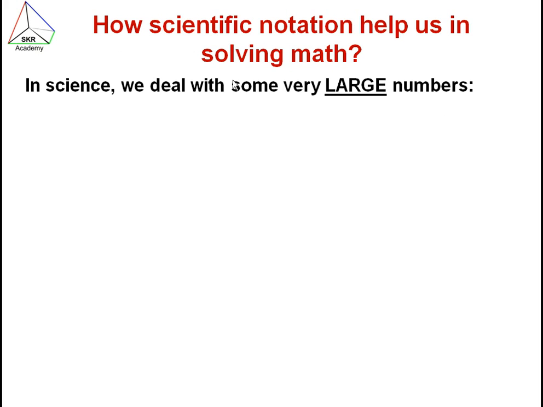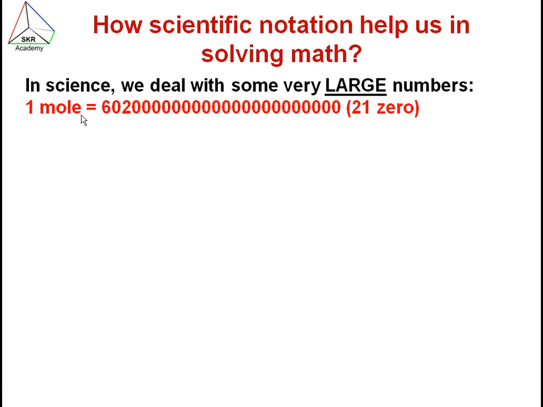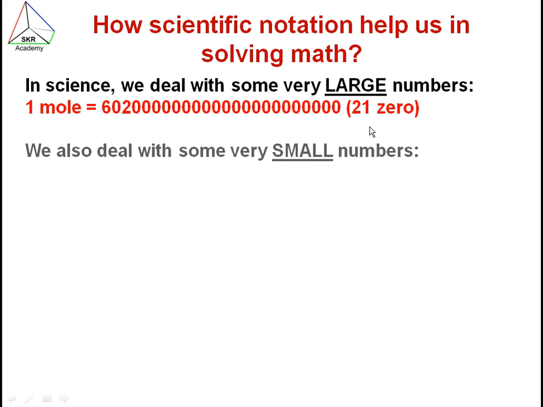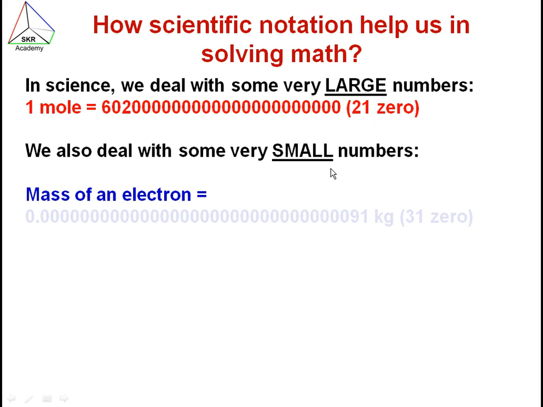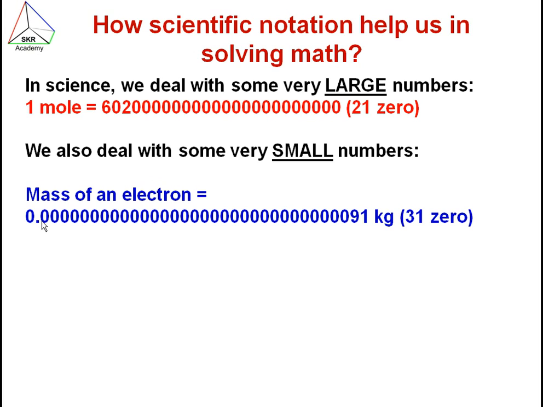Basically, in science we deal with some very large numbers. For example, 1 mole is equal to 602 followed by so many zeros, 21 zeros actually. In the same way, we also deal with some very small numbers. For example, the mass of an electron, which is equal to 0.00000...31 and then 91 kilograms. So you can see how small the weight of an electron is.